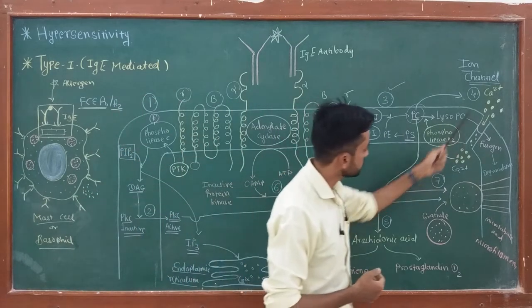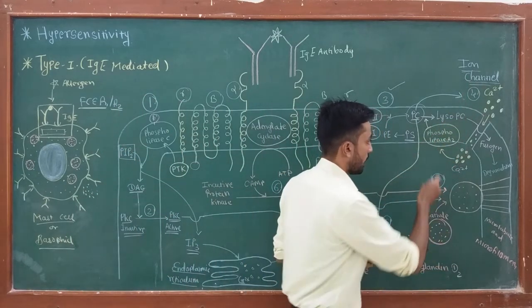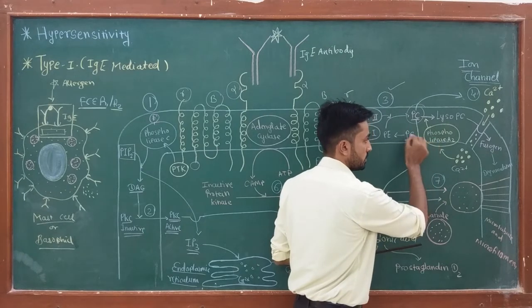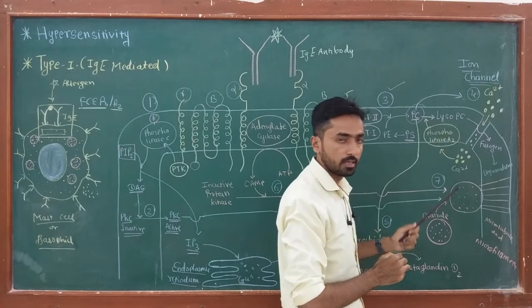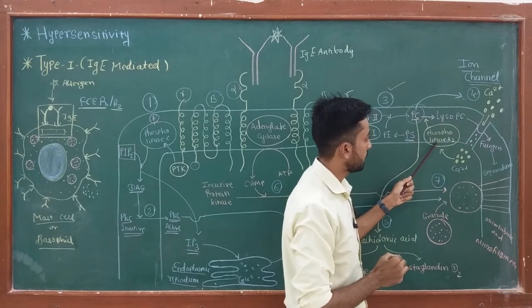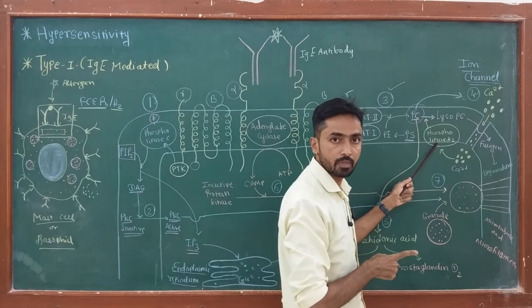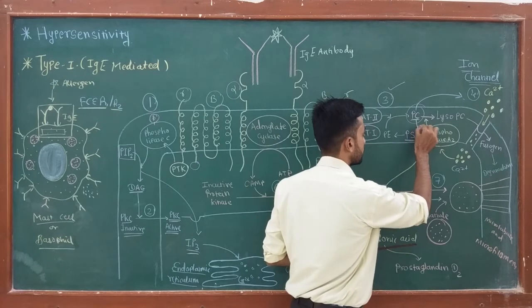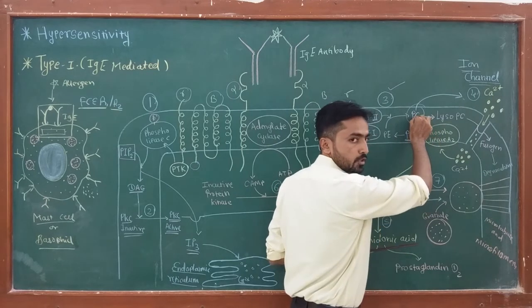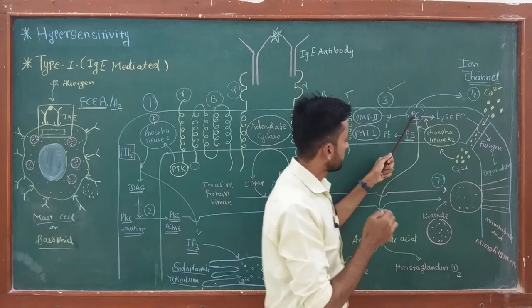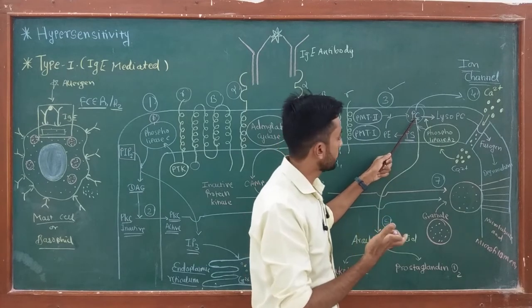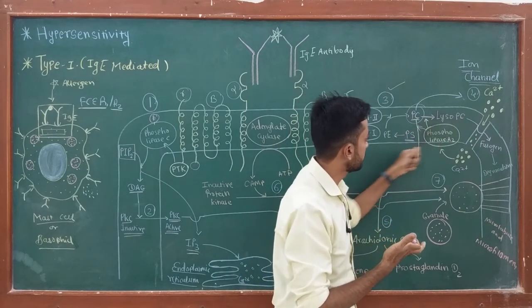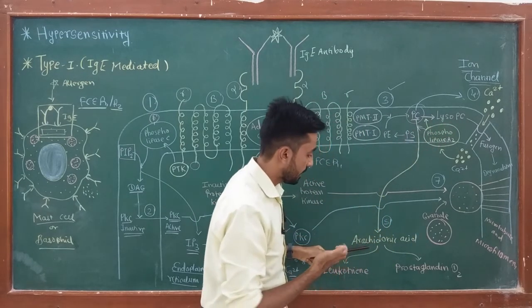The calcium entering through the ion channel is going to activate another enzyme which is associated with the plasma membrane. The enzyme is phospholipase A2. And this phospholipase A2 enzyme again acts on phosphatidylcholine and breaks it down into lysophosphatidylcholine and arachidonic acid.